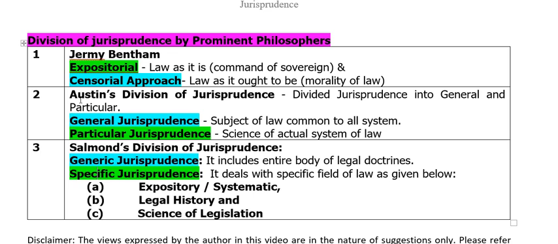Here, when you compare Austin's division of jurisprudence with Salmond's division of jurisprudence, you will find that synonyms are used. Here the word general is used, here generic. Here it is particular. In Austin's division it is particular, and in Salmond's division it is specific. But Salmond has done one more thing, that he has further divided specific jurisprudence into the following 3 parts.